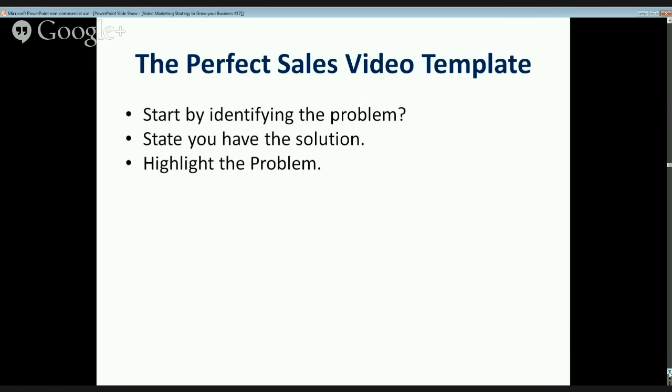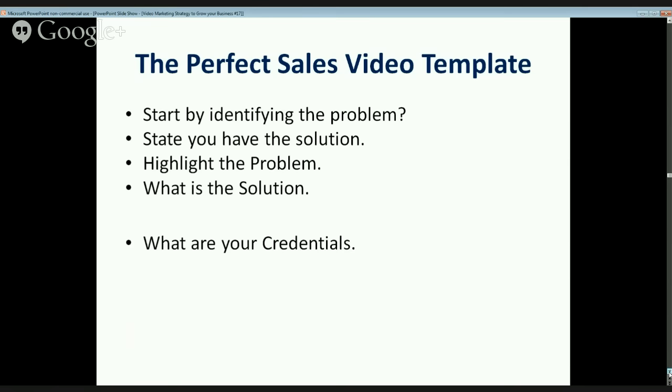The next stage is to highlight the problem, dig into the problem so they become fully aware of their problem. Get that problem right out there. Tell them just how bad that problem really is. And then, what is your solution? Don't leave people hanging there with a problem. You've got to come up with a good solution.